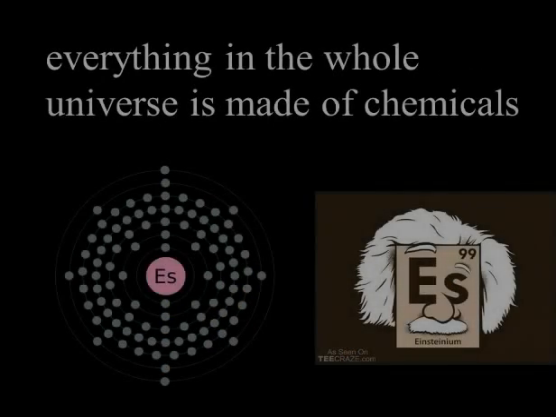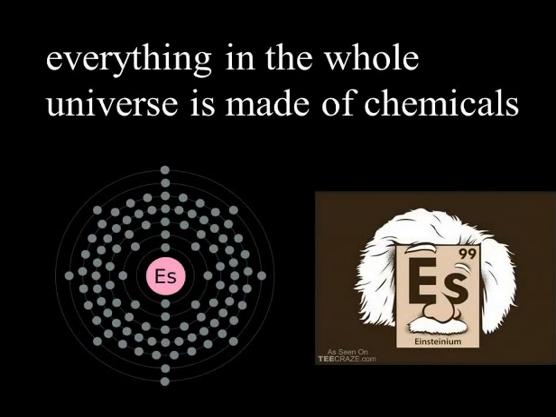Everything in the whole universe, no exaggeration, is made of chemicals. Hydrogen and oxygen and carbon and boron and gold and silver and aluminium and nitrogen, these are all chemicals. They are chemical elements. There's even an Einsteinium.